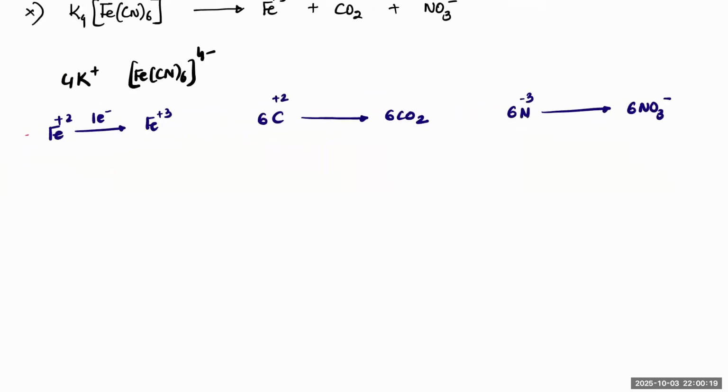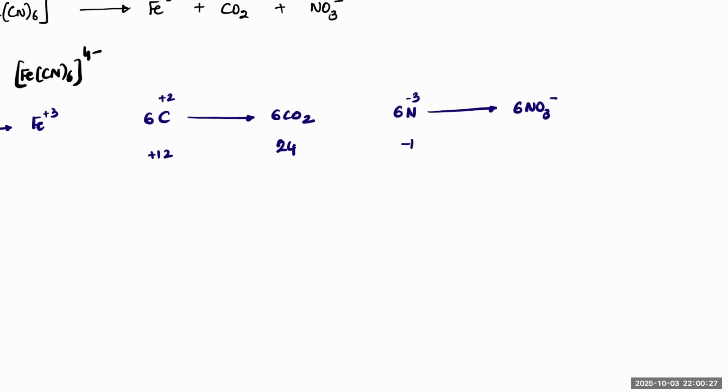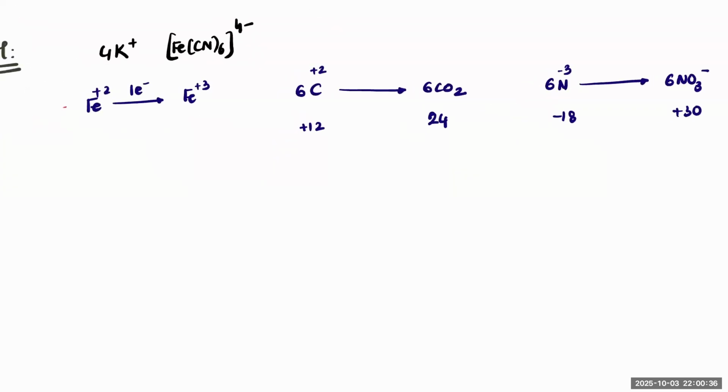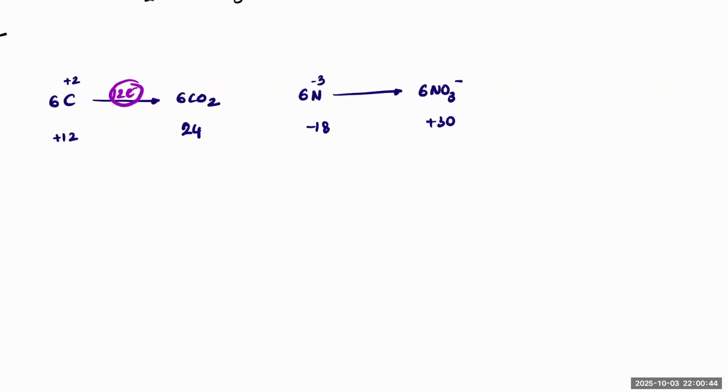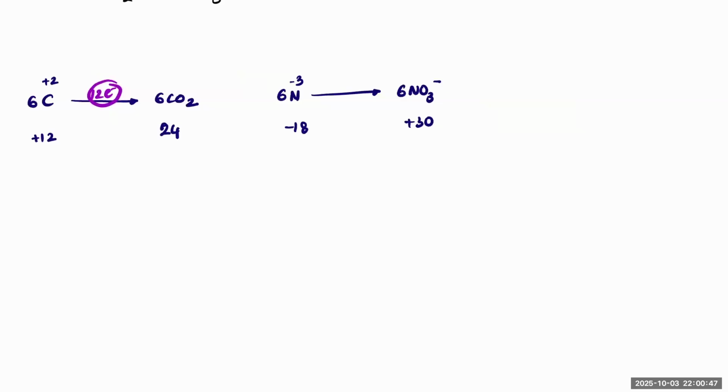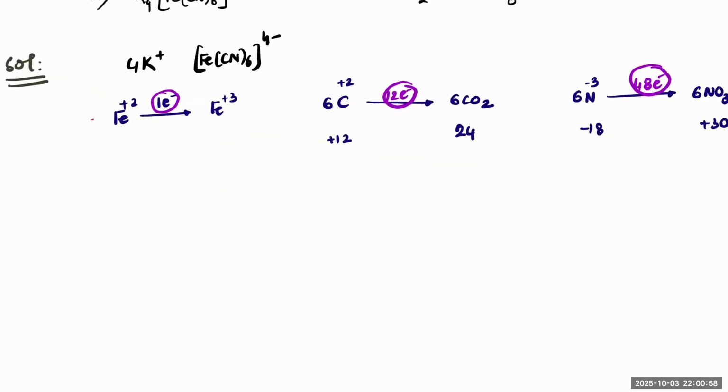And here total charge is 12. Here each carbon is 4, so 6 fours is 24. And here it is minus 18, and each one has plus 5, so 30 plus 30. So the number of electrons consumed here is 1 electron, and here it will be 2 electrons. And what about here? Minus 18 to 0, it will be 18. So 0 to 30, so total it will be 48. So 48 electrons is the total number of electrons transferred.